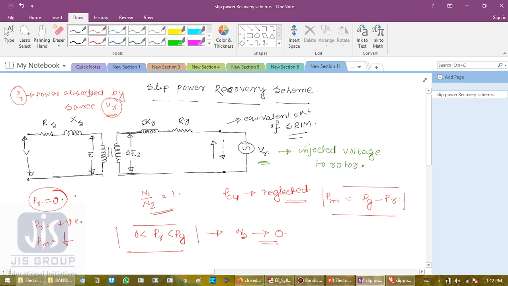Now the polarity of this operation is shown in this figure by this dotted line and this continuous line. This is describing the polarity of VR.